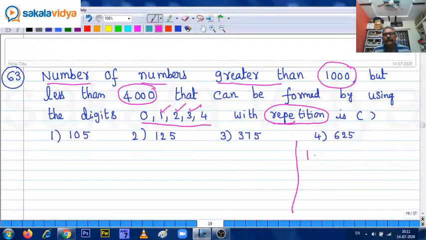4-digit number beginning with 1: the 3 remaining places are filled with repetition allowed. With repetition, how many digits are available? 1, 2, 3, 4, 5. That can be filled in 5 cube ways.